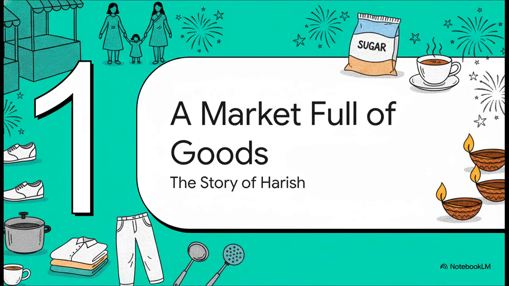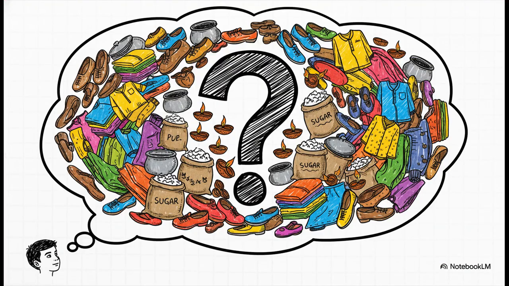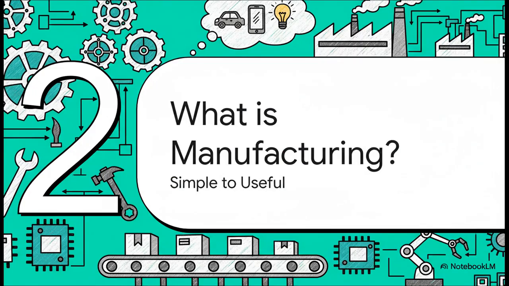Right, so our journey today begins with a young boy named Harish. Just like we imagined, Harish went to a market with his parents during Diwali. They bought shoes and clothes for him, and his mother bought some utensils, sugar, tea, and those lovely earthen lamps, the diyas. Now, as Harish looked around at all the shops, just packed with all these different items, a thought popped into his head. How could so many things be produced? This is a really important question, and the answer lies in just one word: manufacturing. So let's move on and see if we can answer Harish's question.